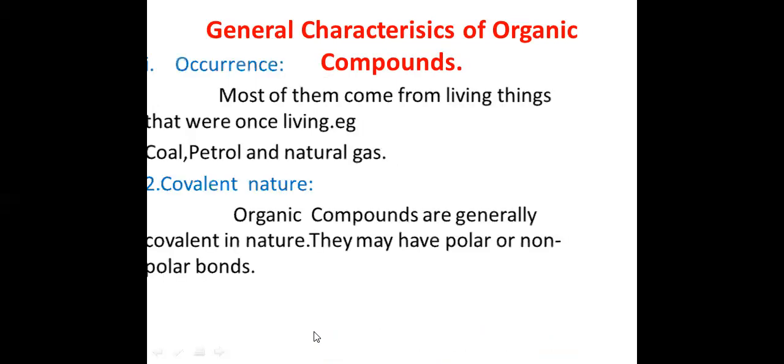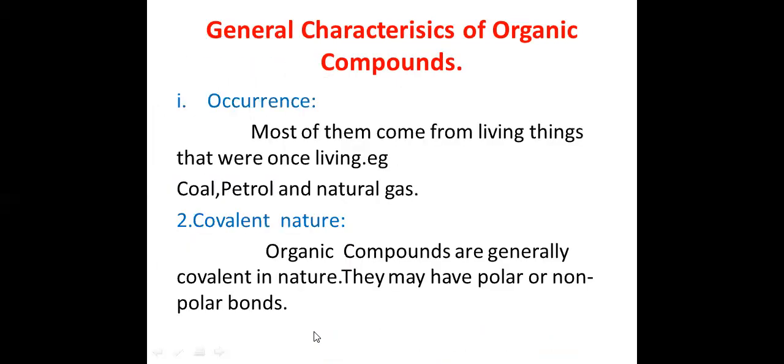The next topic is about the general characteristics of organic compounds. Characteristics means properties of organic compounds. The first property is occurrence. Where are organic compounds present? Most of them come from living things that were once living, for example, coal, petrol, and natural gas.